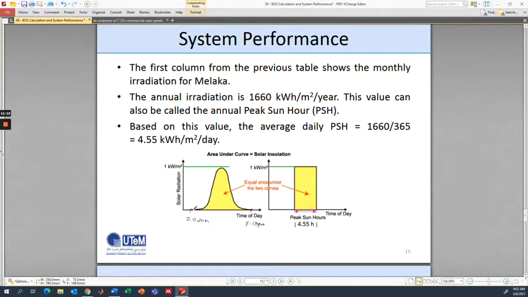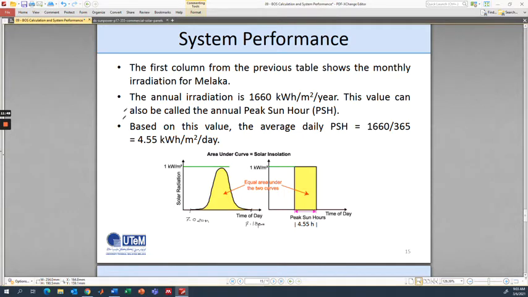But of course, the position of the sun changes, so we have a shape like this one. Even though it's 12 hours, the intensity of the sun radiation is not the same throughout the day. So we want to find the equivalent. The equivalent in this case, when we do this division, we get 4.55. That means throughout the day, these 12 hours, it's equivalent to 4.55 hours of 1 kilowatt per meter square.